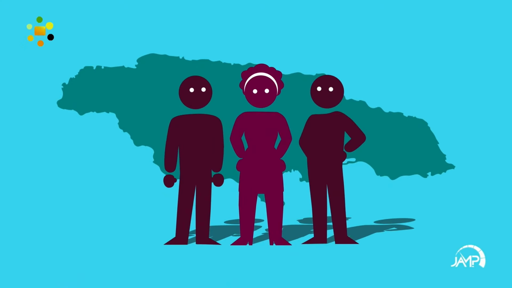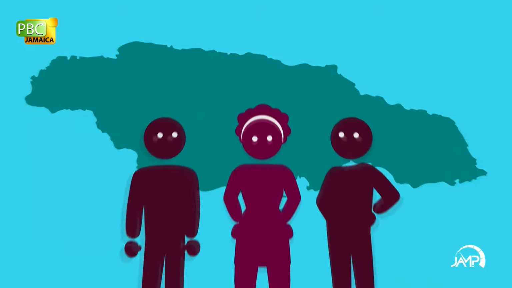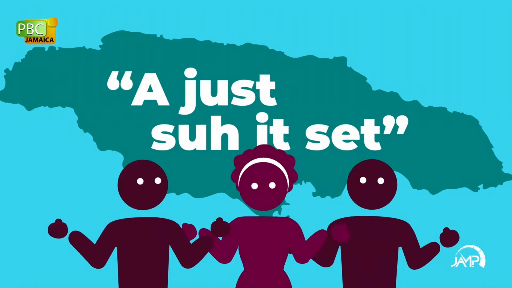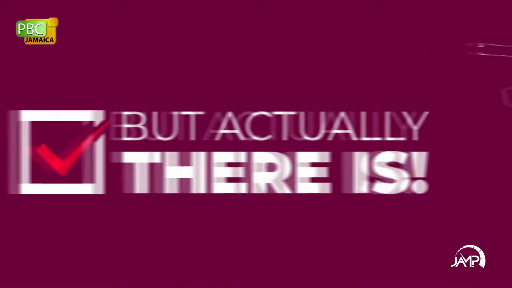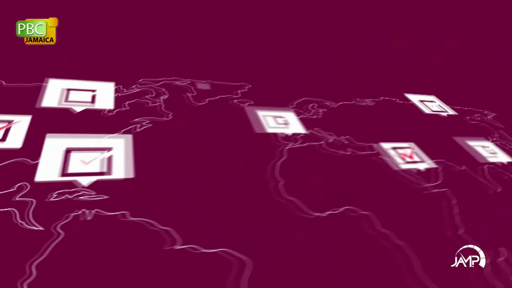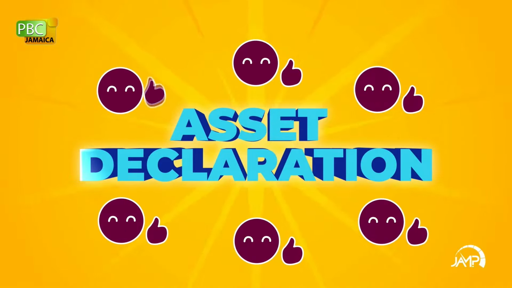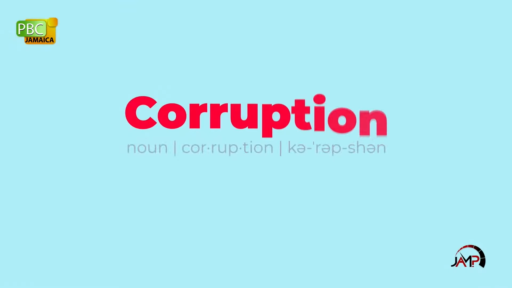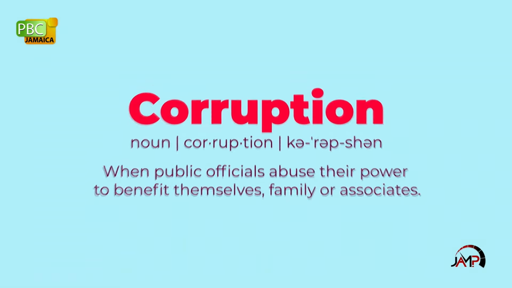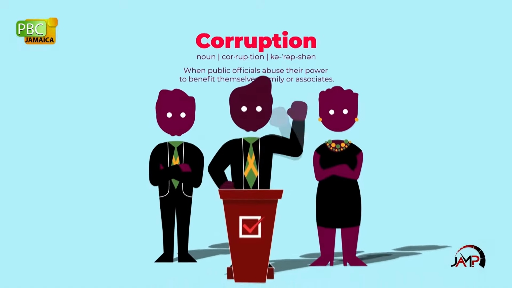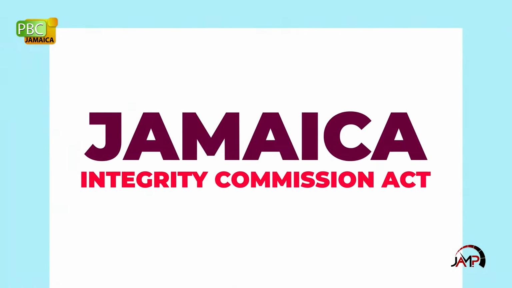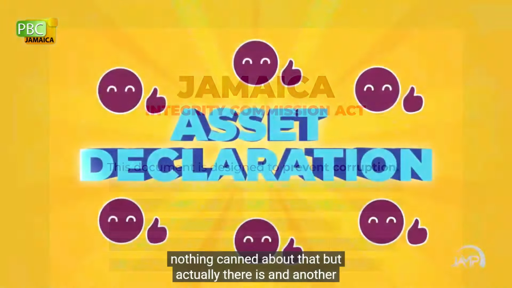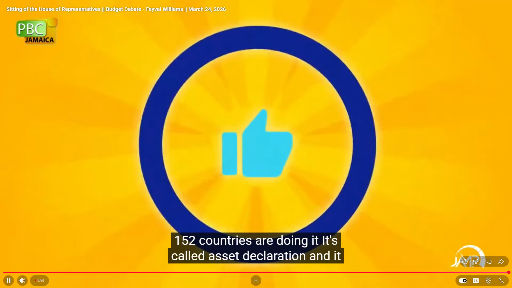Most Jamaicans will tell you corruption in politics is deep-rooted, and that nothing can be done about it. But actually, there is. Understand it and help to ensure the law is enforced. Corruption happens when public officials abuse their power to benefit themselves, family, or associates. Jamaica's Integrity Commission Act was designed to prevent it.